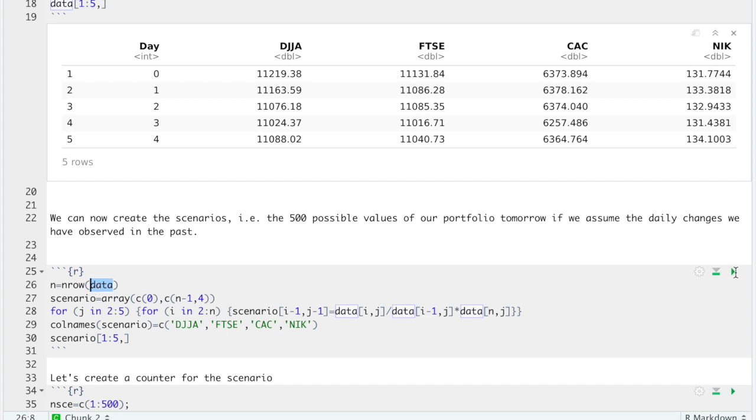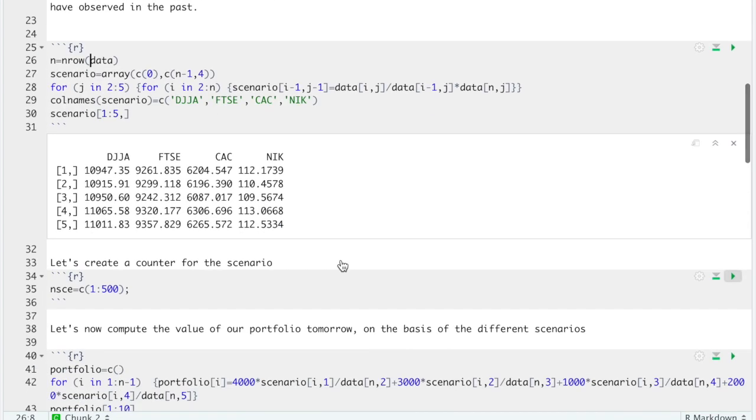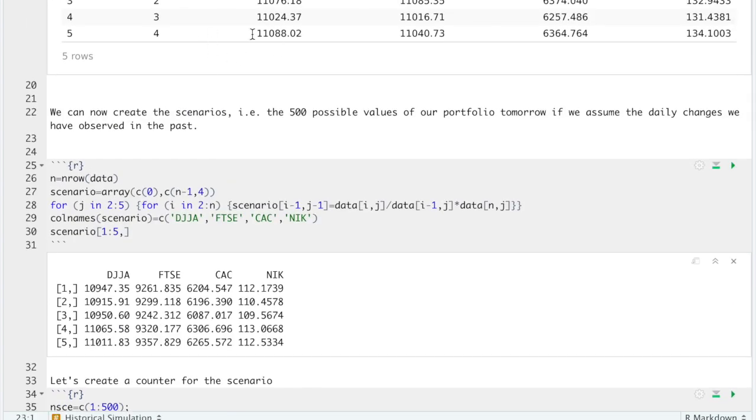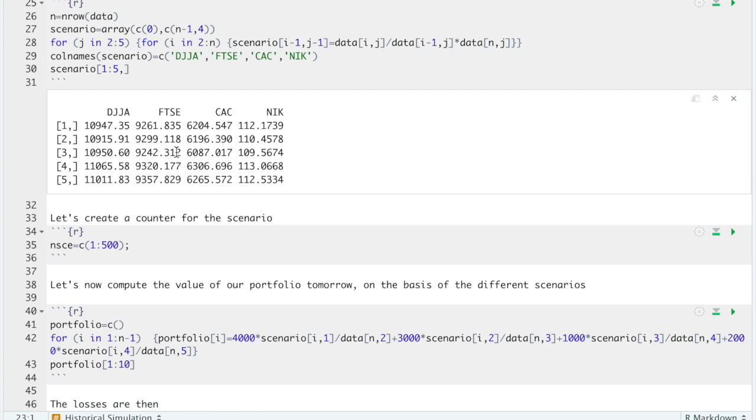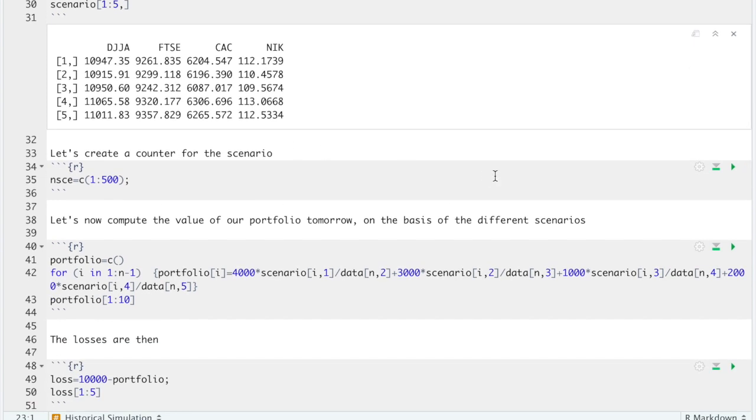Okay, so if we do that, what we get is the following dataset, in which for the different scenarios we have the possible values of our different indices generated according to our historical data, okay, using the formula that we have considered together. Now, what we want to do is now to verify what will be possibly the value of our portfolio tomorrow on the basis of the different scenarios that we have generated, okay?